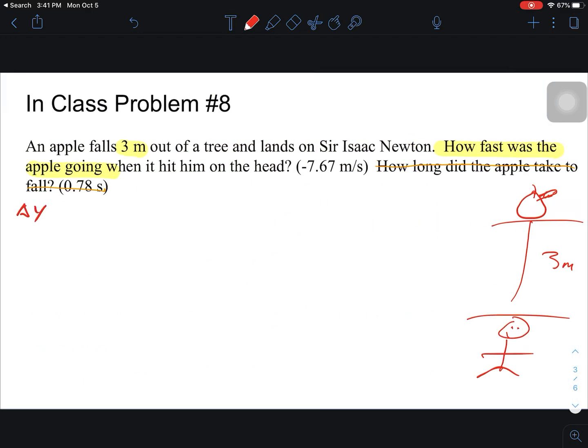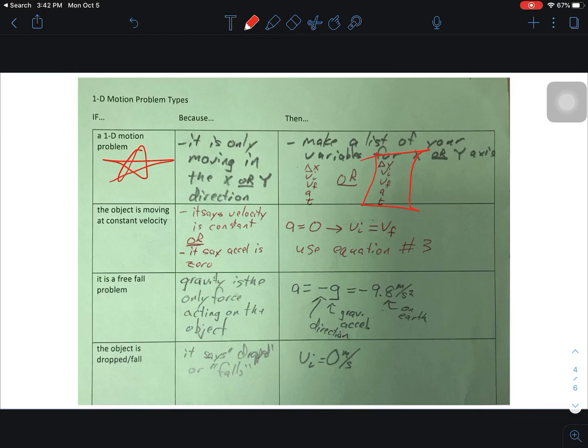So that's the list of variables we're going to want. We get delta X, VI, VF, A, and T. We're going to make our list because it's a 1D motion problem for the Y column. So we knew it was that type. Then we ask, is it a constant velocity problem? Is the velocity staying the same throughout? Is the acceleration 0? Does it say there's not accelerating? And the answer to that is no.